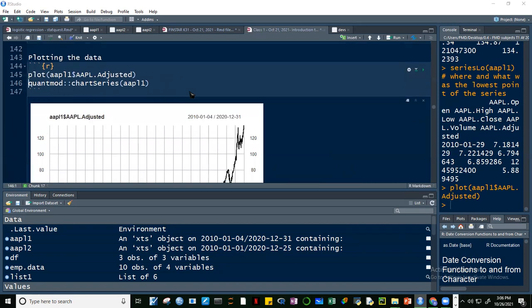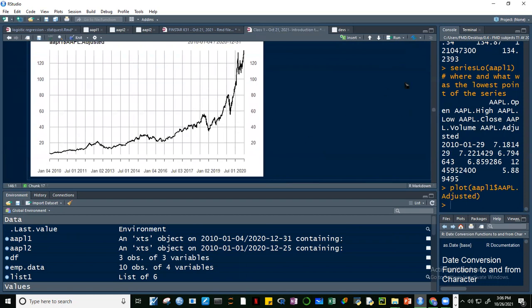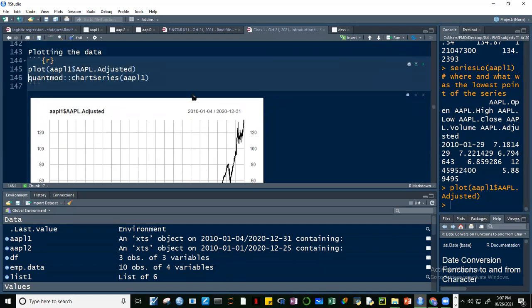The default is a line graph. So this is how Apple behaved for the past 10 or 11 years, January 4, 2010 until December 30, 2020. And this was the highest point, as we can see here, December 29. Now quantmod also has what we call the chartSeries function, and it's easy to plot Apple 1.